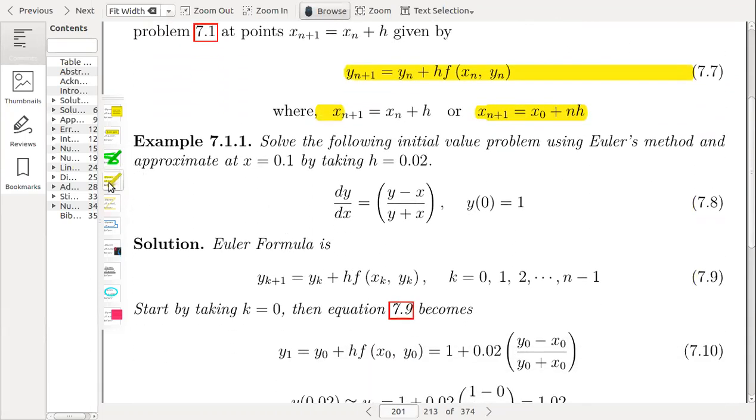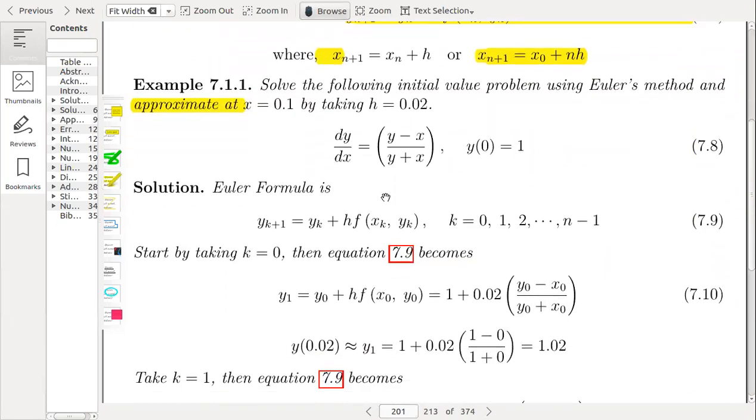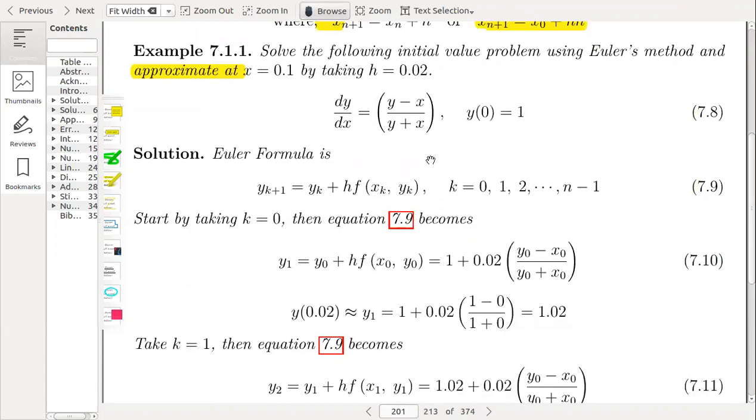For example, suppose we are asked to solve the following initial value problem using Euler's method and approximate at x equal to 0.1 by taking h equal to 0.02. So how does it work? This is the function: dy by dx is equal to y minus x over y plus x. Observe that x is equal to 0. This is an initial value problem because we are given only one value of the independent variable.